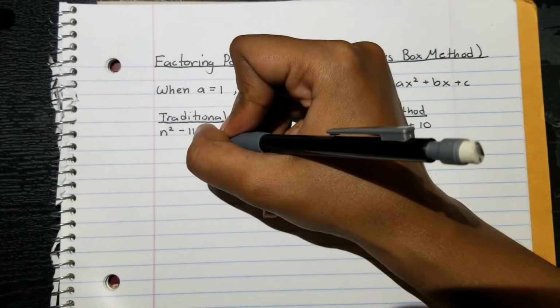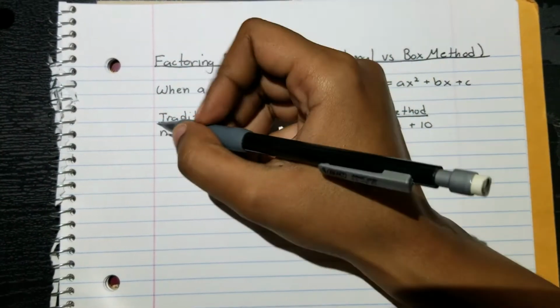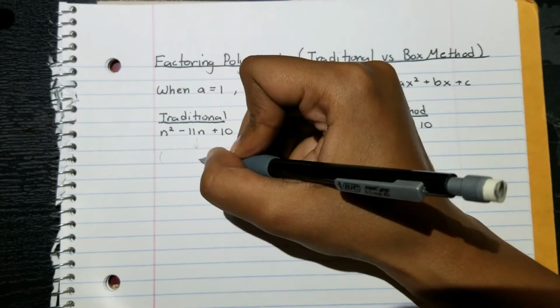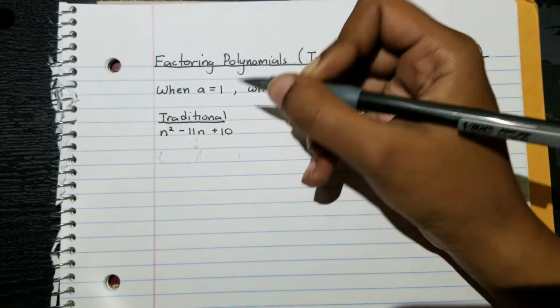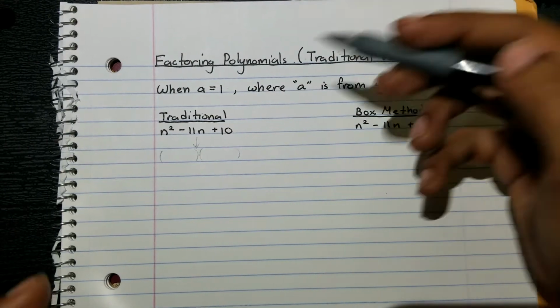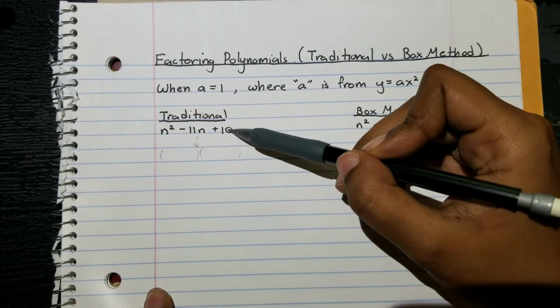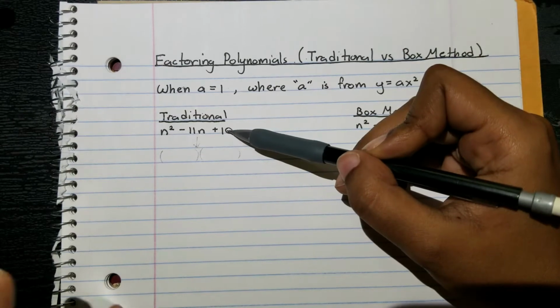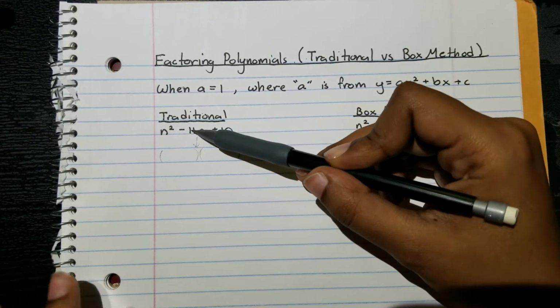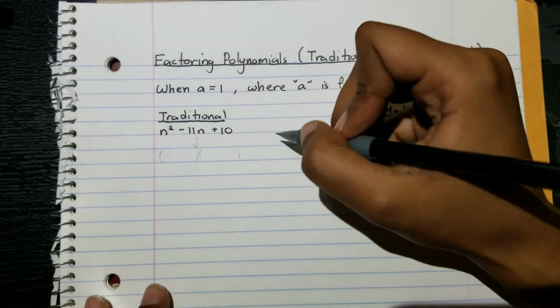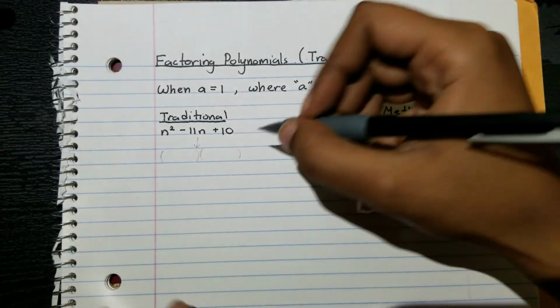Normally with the traditional method, we're trying to end up in just this situation, and there are a few ways of going about it. You can try and think in your head, okay, what two numbers times each other give you 10, but also combine to make negative 11. I'm going to write it out on this side so you see the process.